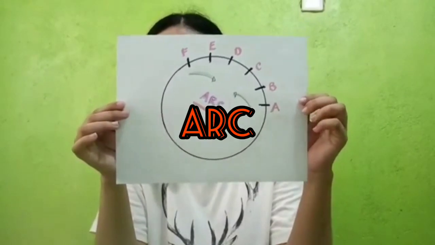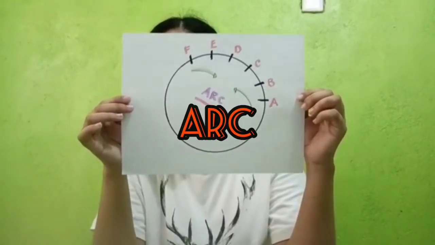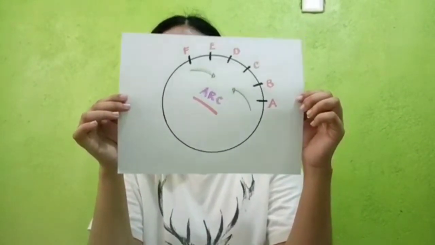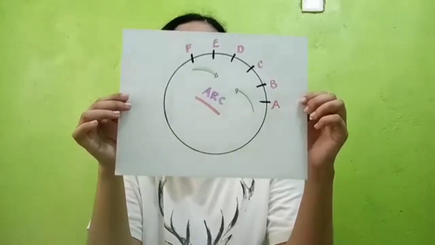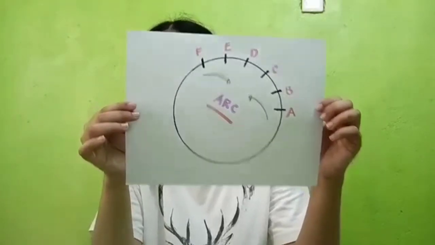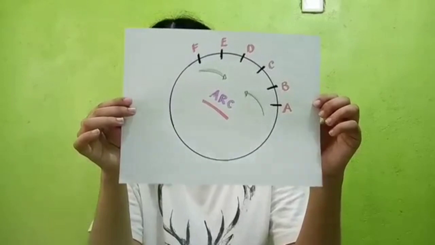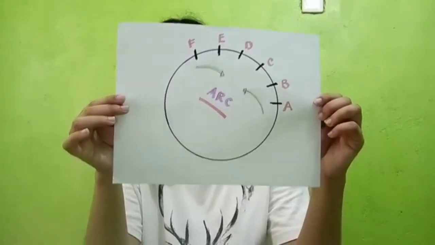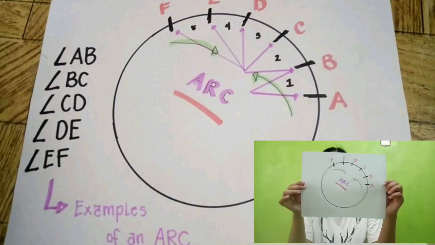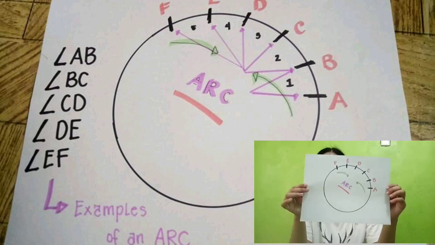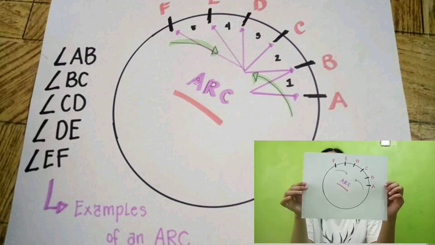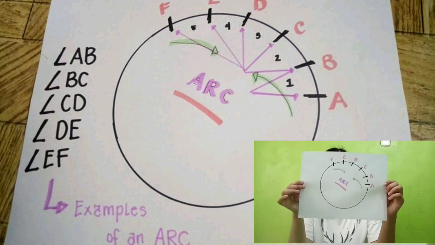The next part of a circle is an arc. A continuous piece of a circle is called an arc. Let the letters A, B, C, D, E, F be points on the circle. The circle is divided into different pieces. The pieces are arc AB, arc BC, arc CD, arc DE, and arc EF. Here are some examples of an arc.